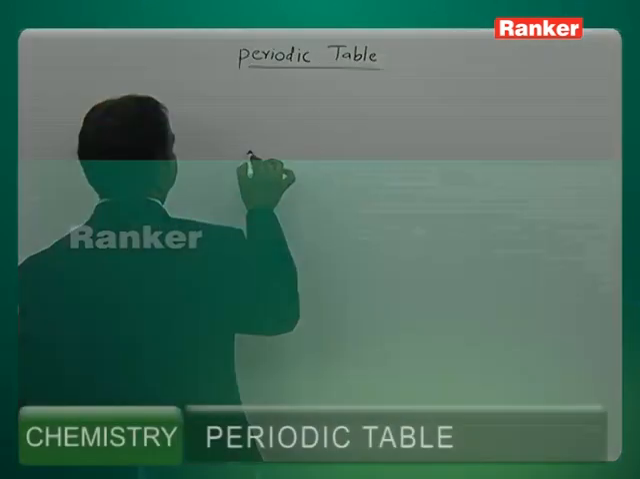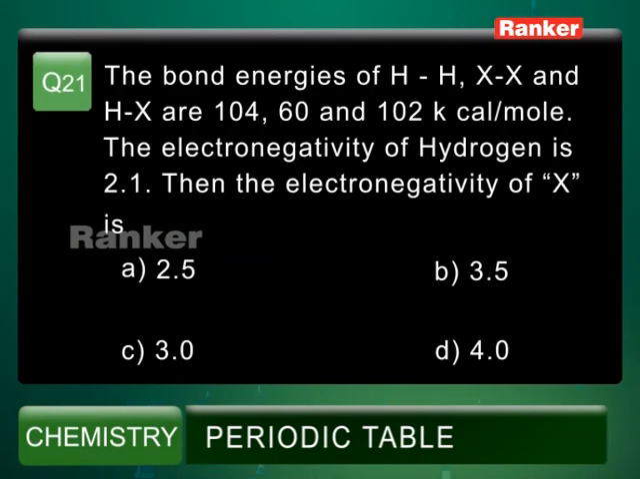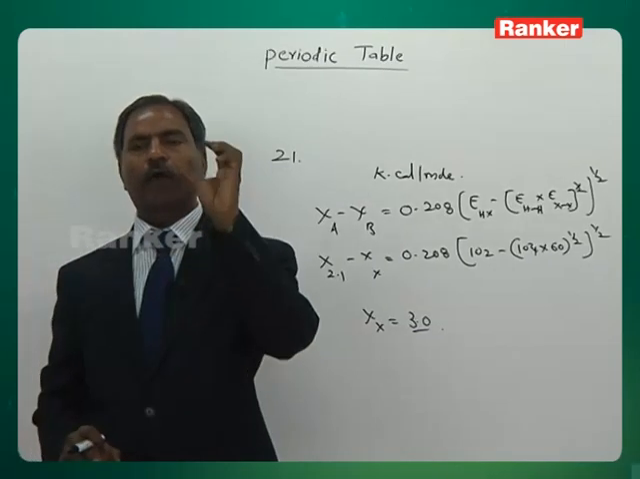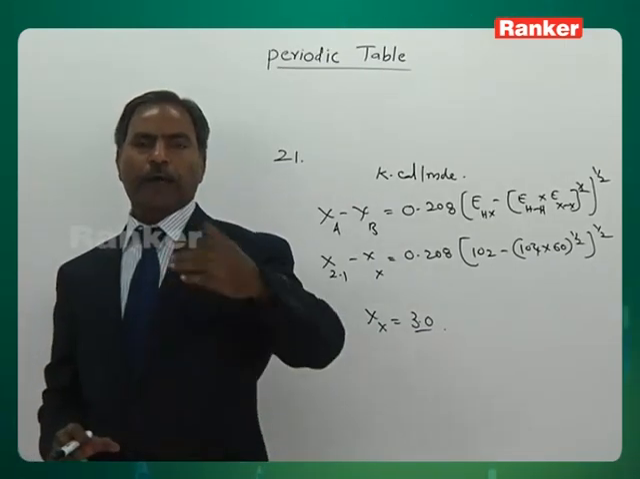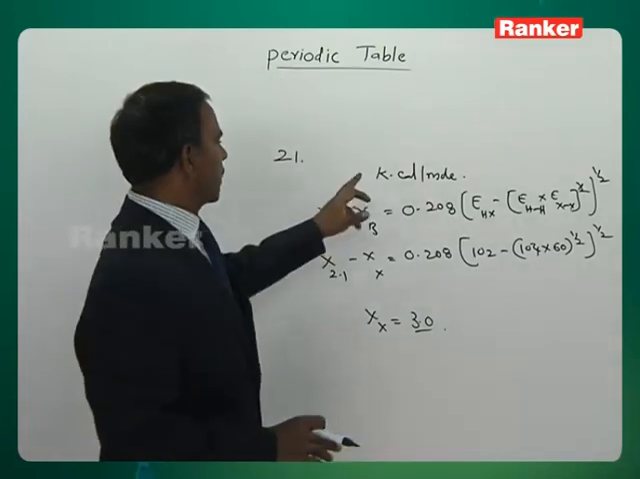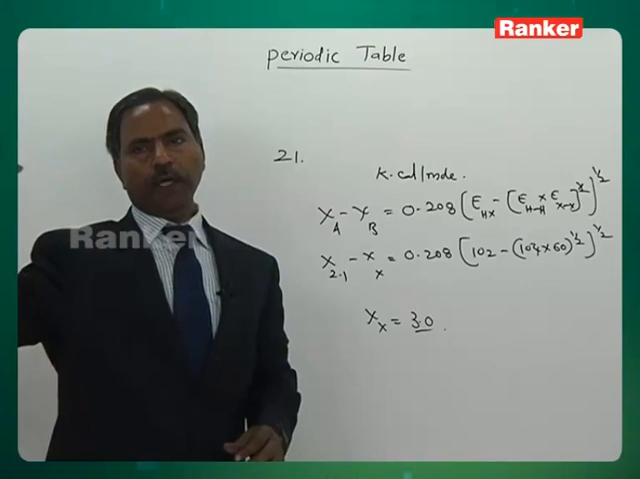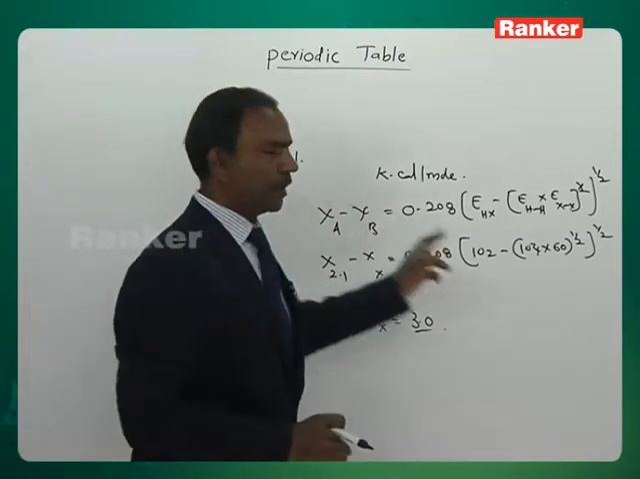Question number 21, the bond energies of hydrogen, X2 and HX are 104, 60 and 102 kilocalories per mole. The electronegativity of hydrogen is 2.1, then the electronegativity of X is? If you have to calculate the electronegativity of the halogen X, according to the Pauling scale, whenever bond energy is given in kilocalories per mole, then we have to apply this particular equation.